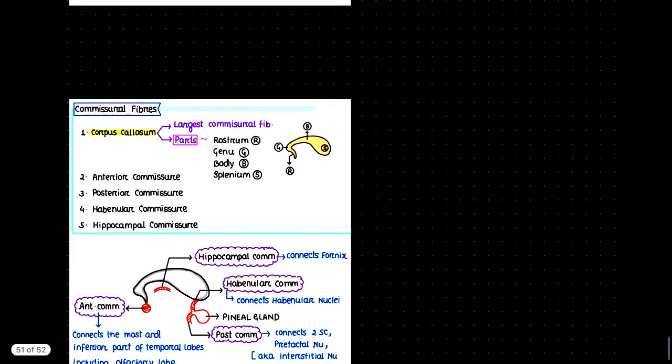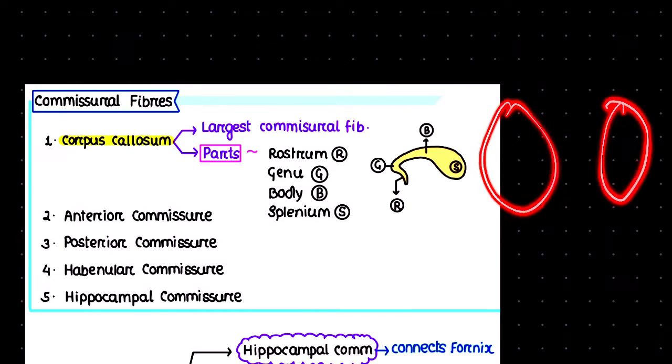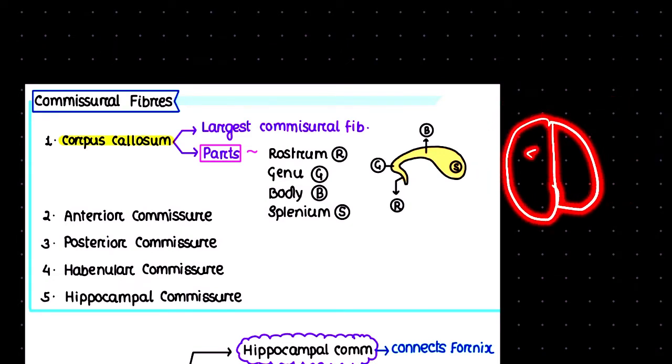Okay, moving further, we have commissural fibers. What is the function of commissural fibers? They connect the two cerebral hemispheres, right. And the first and foremost, the largest one, is our corpus callosum.